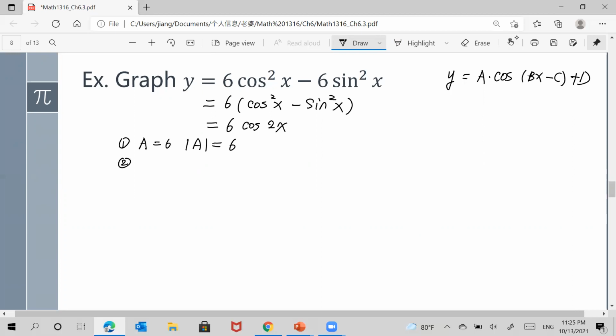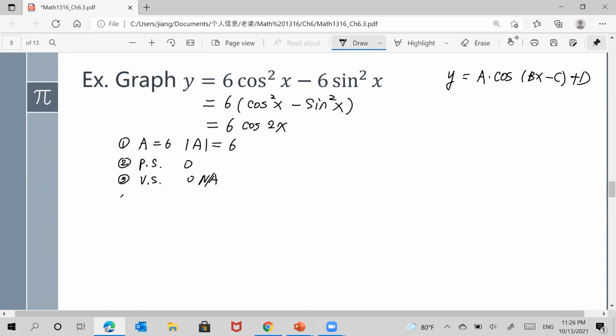Second one, the phase shift. There's no C term, right? It's just only 2x. That means the phase shift is 0. Or I just write down 0 because that means the starting point is starting at 0 for one full cycle. Third one, the vertical shift. Vertical shift means D. There's no D. No. Or just NA. It doesn't matter.